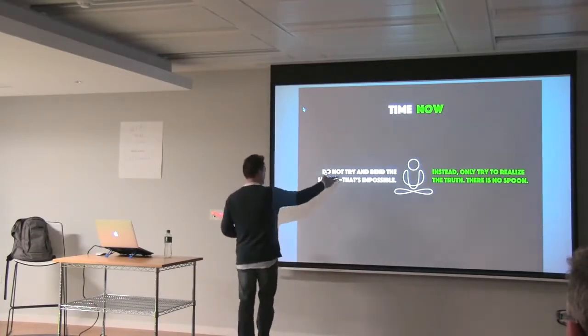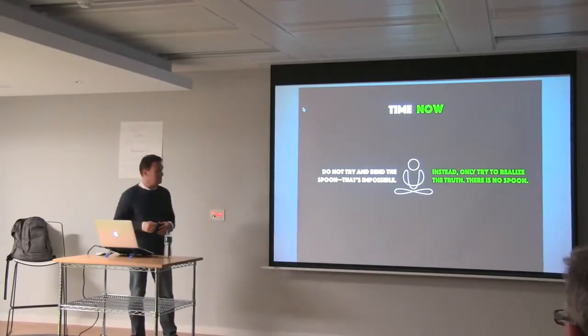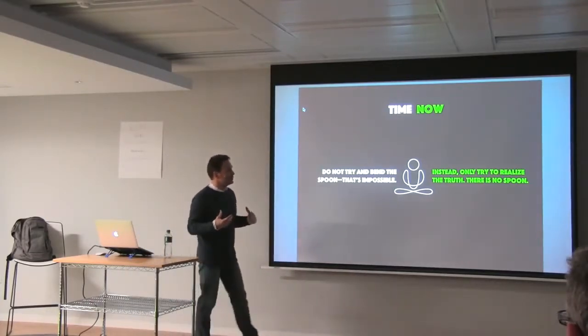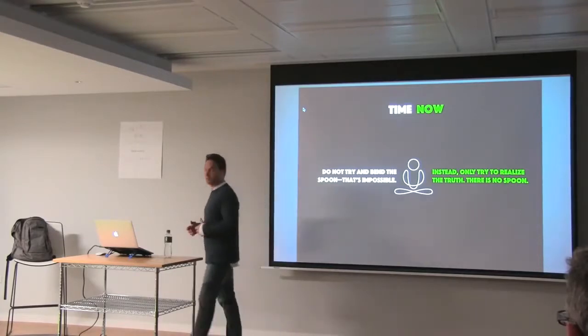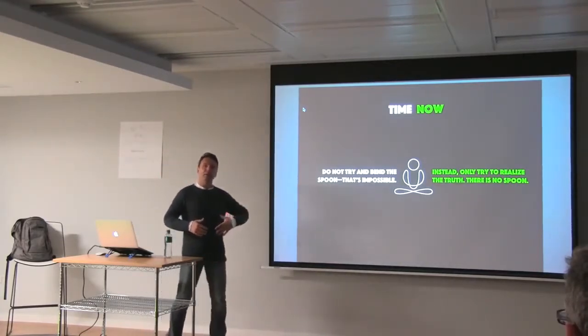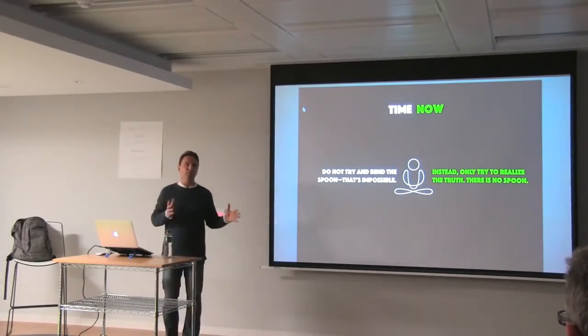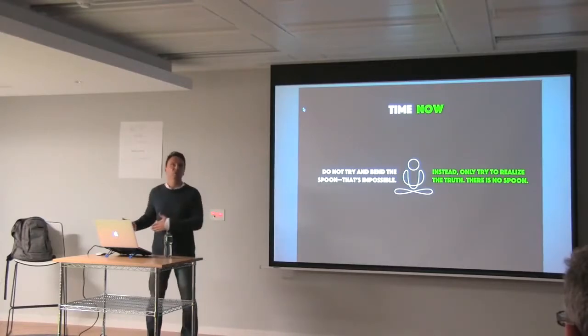And of course you probably know this quote from The Matrix. Do not try to bend the spoon, that's impossible. Instead only try to realize the truth: there's no spoon. So we don't have to see time. We just live in the now, but the now can be a past memory. It could even be a future. You could try to give it some memory to prime its response to a future event.